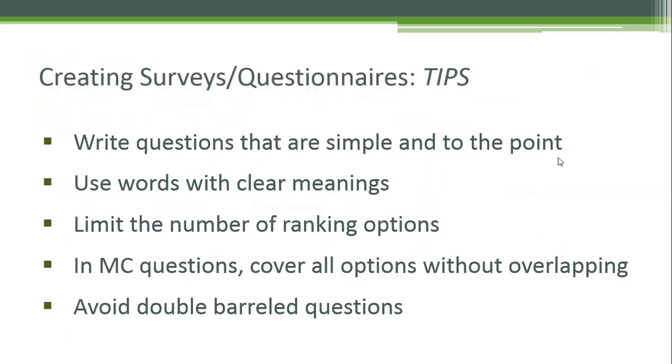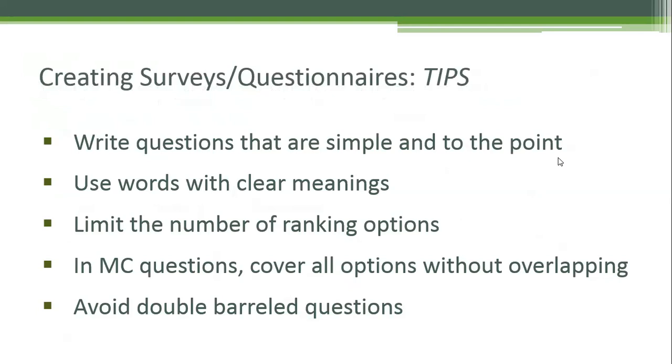So, tips when writing your survey. You want to write questions that are simple and to the point. This can be done through yes/no questions or multiple choice. Those are probably the best ways to do that. Use words with clear meanings. You want to keep your sentences as short as possible, meaning you don't want long run-on sentences that can be confusing. You also want to make sure it's as simple as it can be, not using jargon that's too sophisticated, or terms people may not know. That's something you would want to stay away from.